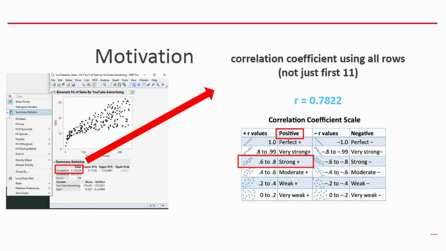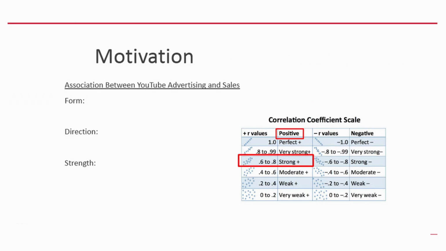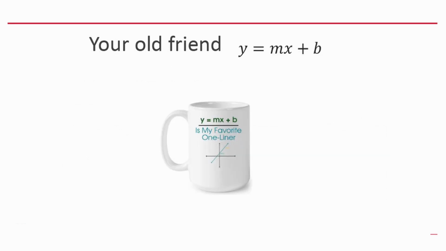Honestly, very strong or strong, either one of those would be fine. And you'd also want to make sure you describe it as positive, strength and direction both. So up until now, we've got our YouTube and sales scatter plot, and describing it in form, direction, and strength, we would say it is mostly linear, maybe not perfectly, but it's pretty linear. The direction is absolutely positive, and the strength is strong or very strong. Strong is just fine. So that's all we're going to need for correlation coefficient.